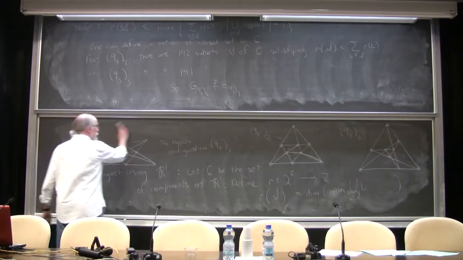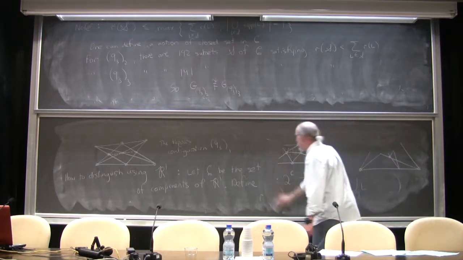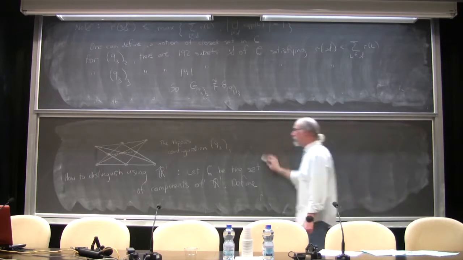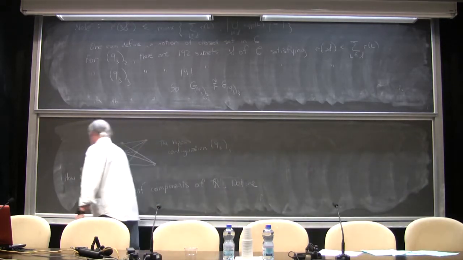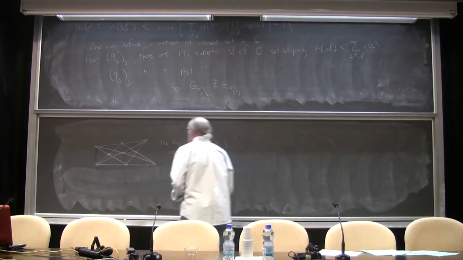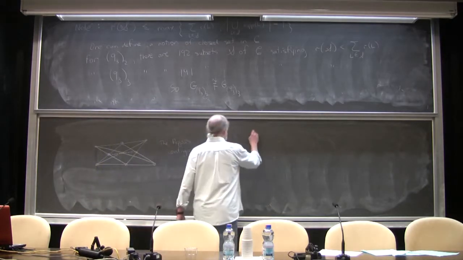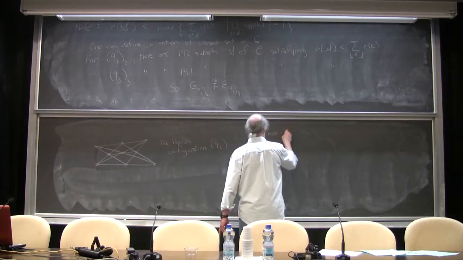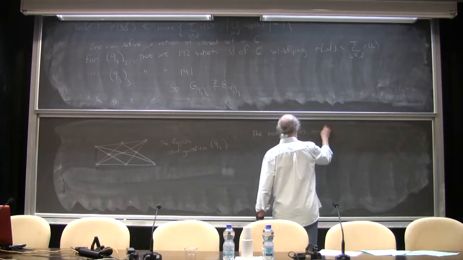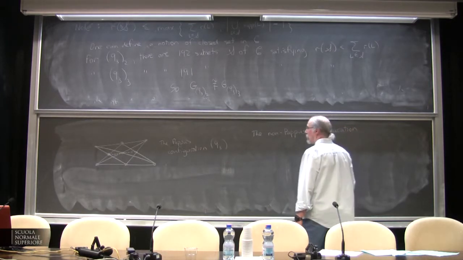So then, actually, I moved this picture up. Let's talk about 931. So this is the Pappus configuration. Then there's the non-Pappus configuration, which looks like this.